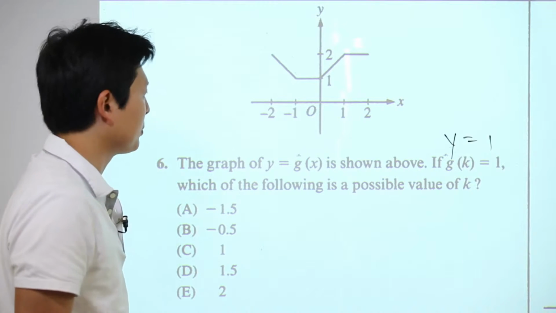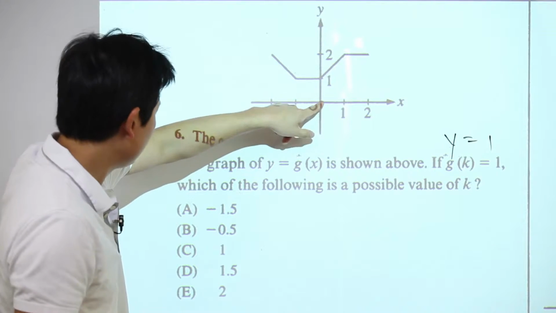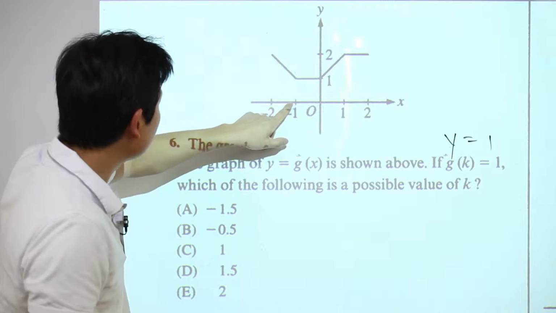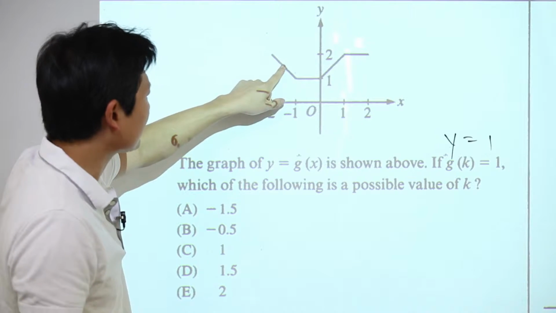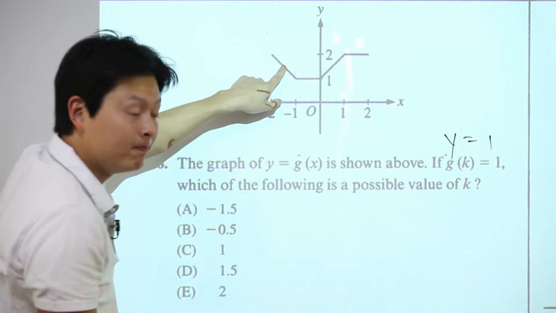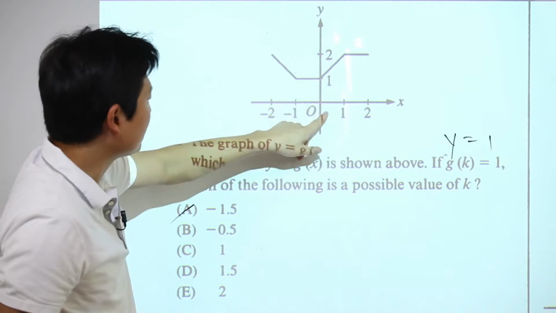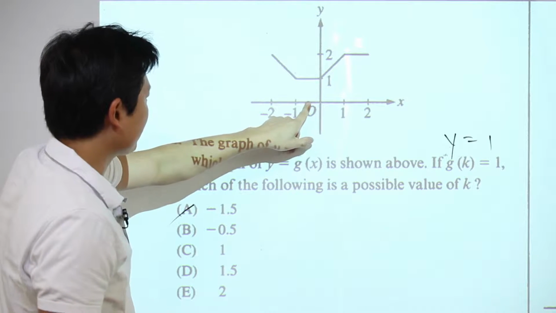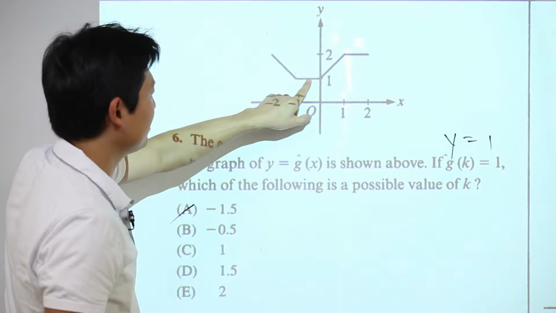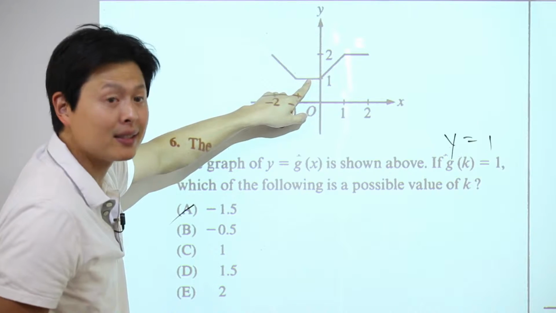If x is negative 1.5, here is negative 1.5. What is y? Well, y is up here. Is y equal to 1? No. How about B? X is negative 0.5. That's right here. What is y there? Here it is. Does y equal 1? Yes, it does.